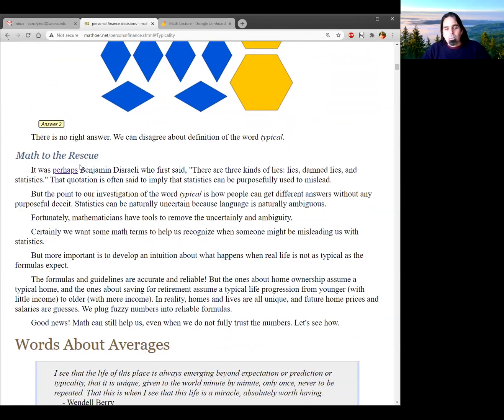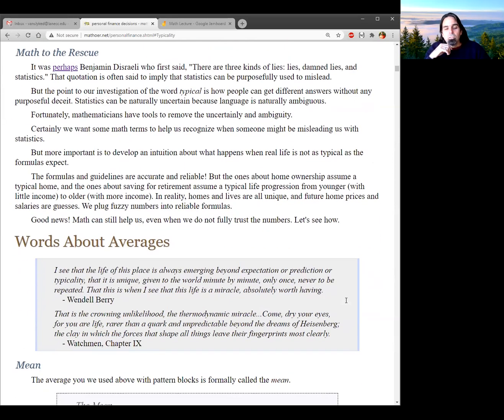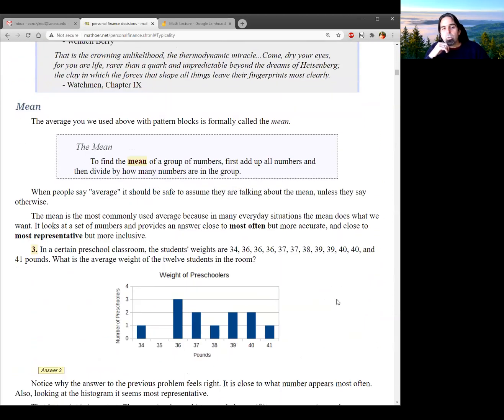There's a famous saying attributed to Benjamin Disraeli, but maybe not accurately, that there are 3 kinds of lies: lies, damn lies, and statistics. And one reason we're going through this bit of vocabulary about typical is that you can certainly mislead people with statistics on purpose, but it's also true that some of these words are just kind of vague. You can be misleading even without meaning to, just because of how the words work. It's important to have careful language. So in that spirit, we're going to talk about 3 different words for average.